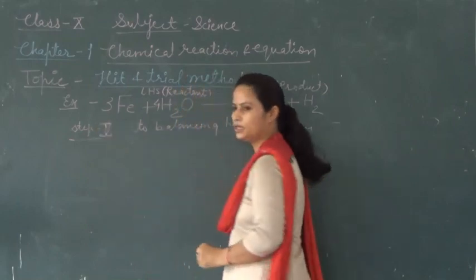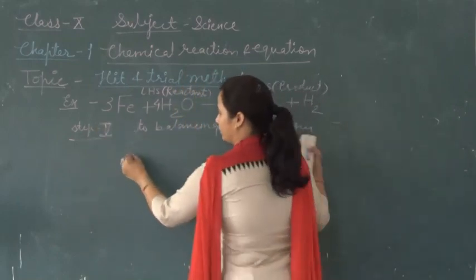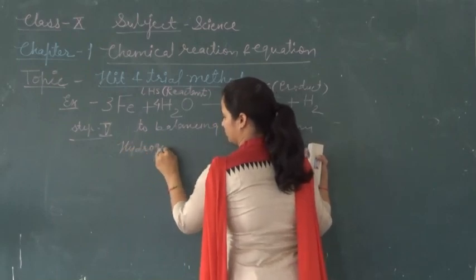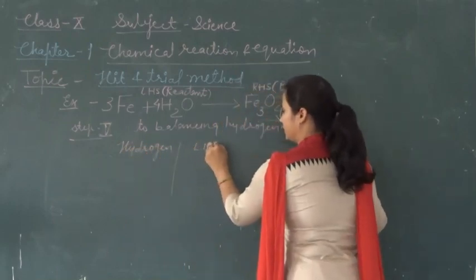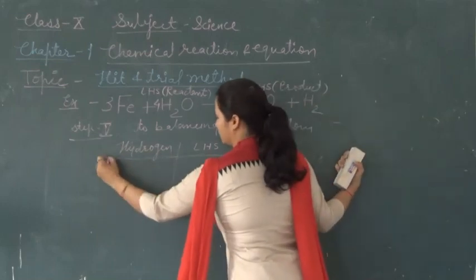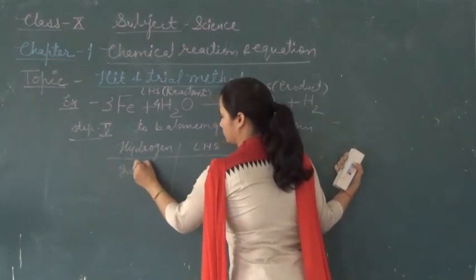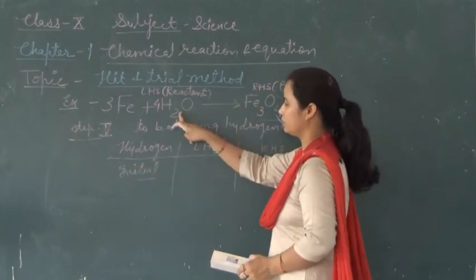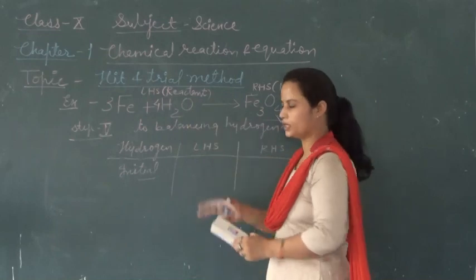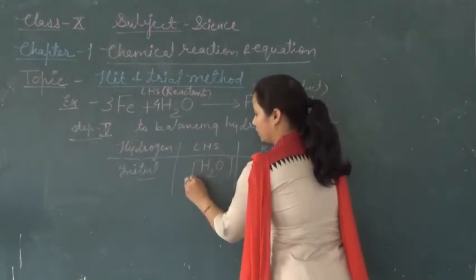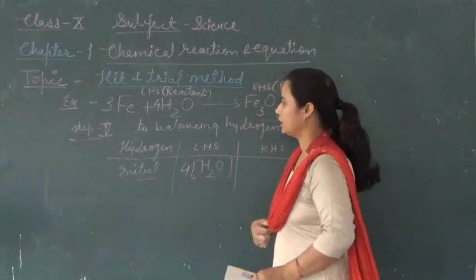Step to balance the hydrogen atom. Here we write the hydrogen at the left hand side and at the right hand side. At the initial position, at the left hand side, hydrogen is in a compound form, H2O, and the number of hydrogen atoms is total 8.